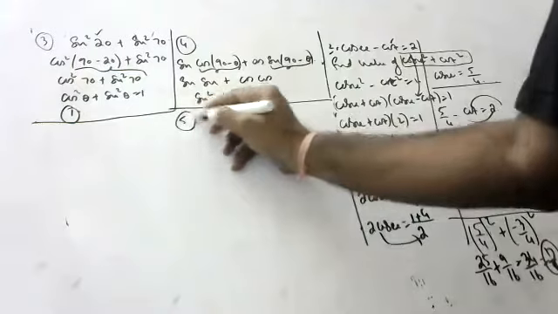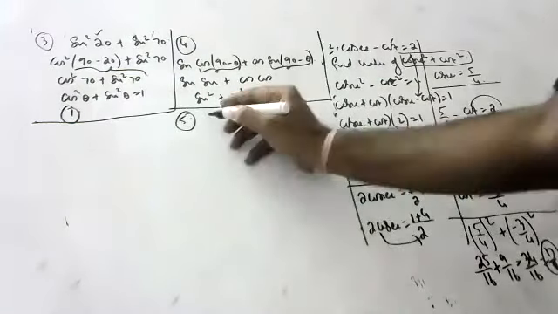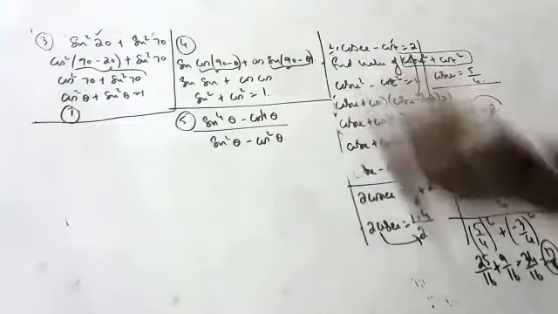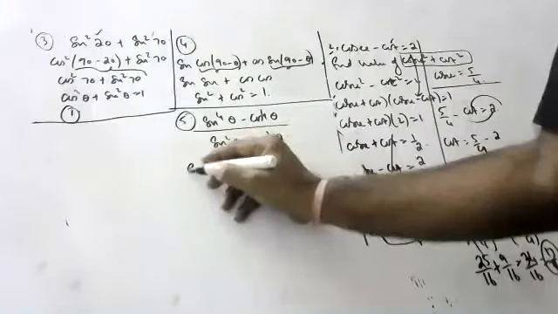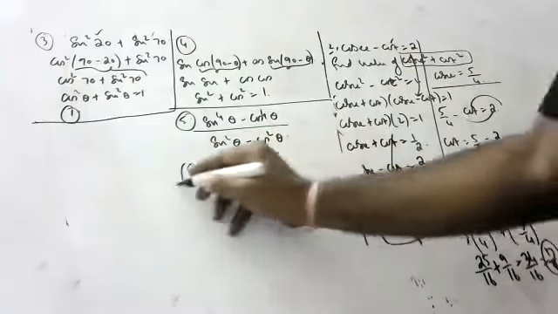Okay, children. Next one. The question is to find the value of sin 4 theta minus cos 4 theta by sin square theta minus cos square theta. What is sin 4 theta? We can write, children, sine square whole square theta minus cos square whole square.